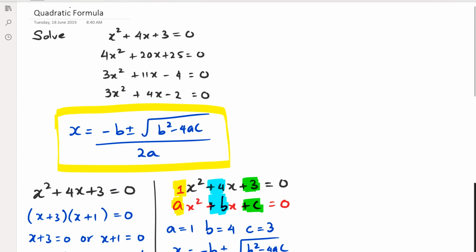So we have this right here: 4x squared plus 20x plus 25 equals 0.